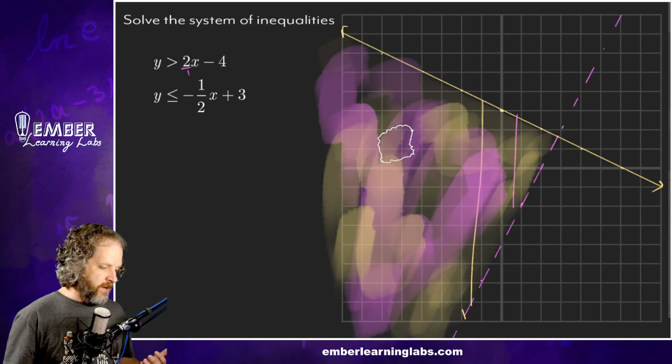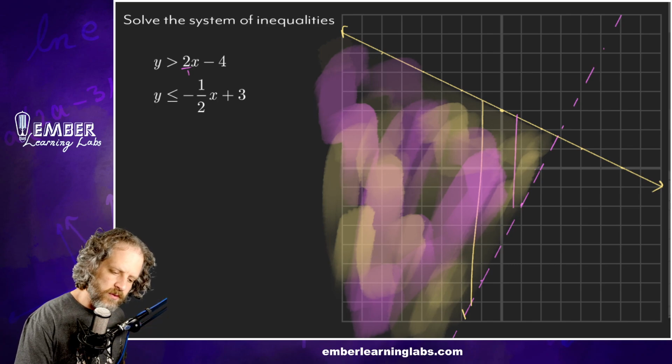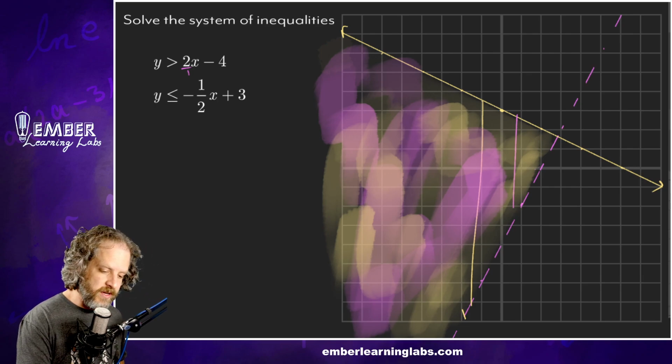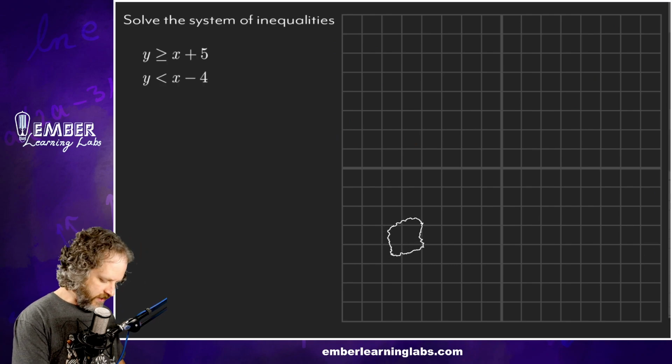So let's do another example. Okay. We're actually only going to do one more example, and then we're going to be done. So here's the next one. Next one looks like that. So let's graph this thing.